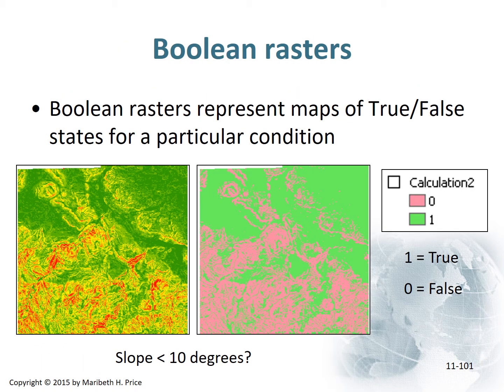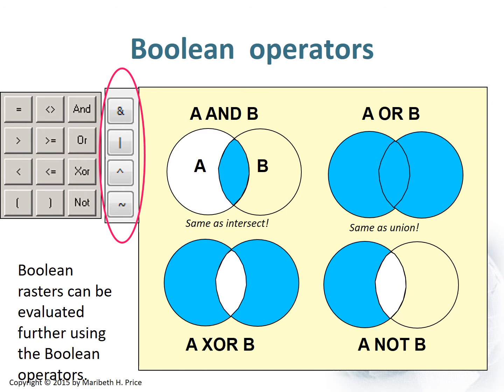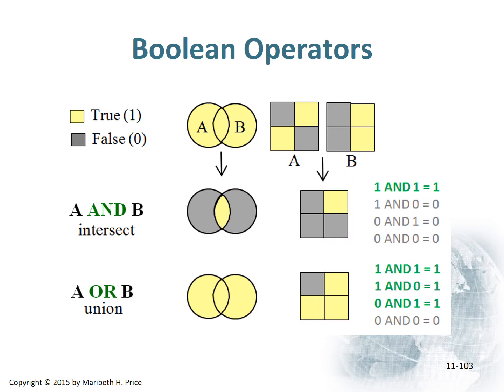You can use these Boolean raster representations of true and false for a lot of different things. You can also use some of the other functions like and, or, and not and whatnot. These are some examples of how that works using the little circular representations and then the grid on the right. And you can see that the areas that are yellow is true and the areas that are not are false, and how that comes out relative to using an and or an or function, an intersect or a union.